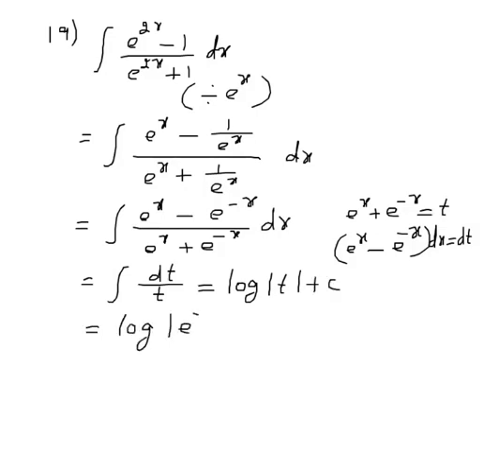Substitute for t, and we know that e function is greater than 0. So we need not write the absolute value sign. We have plus sign in between. So let us remove the absolute value sign. Log of e power x plus e power minus x and plus c.